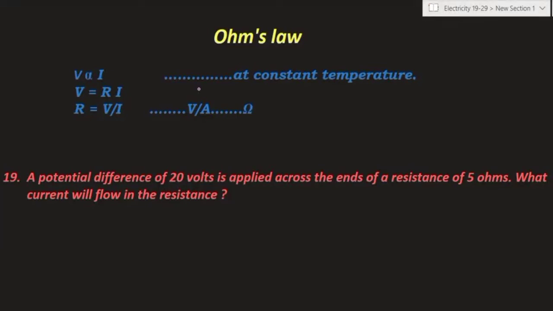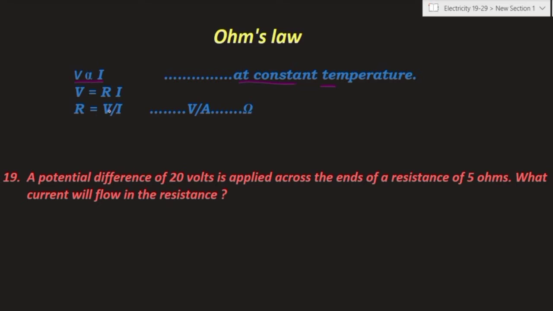Let us move to the next section, that is Ohm's law. Already you know that, by Ohm's law, the potential difference across the two terminals of a conductor is directly proportional to the electric current. V is directly proportional to the electric current, provided the temperature is constant. If we remove this proportionality symbol, what will come? V is equal to R into I. Therefore, I can write R is equal to V by I.